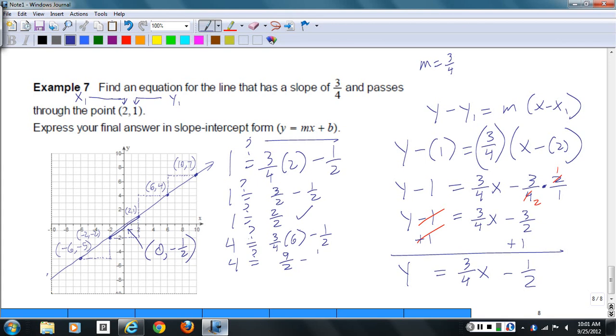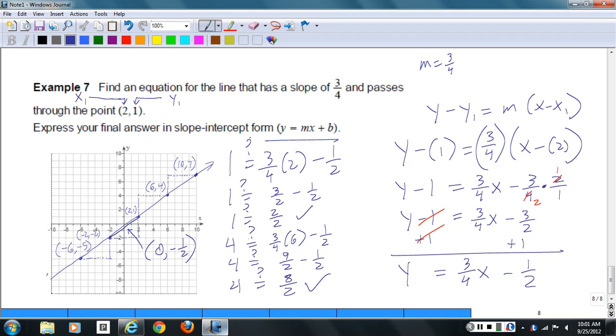9/2. And if we take 9/2 and subtract 1/2, how many halves do we get? 8/2. Can we say that's equal to 4? Yeah, that's equal to 4. So it works for 6/4. It'll also work for 10/7. It'll work for -2/2. It'll work for -6/2. It'll work for -6/5.